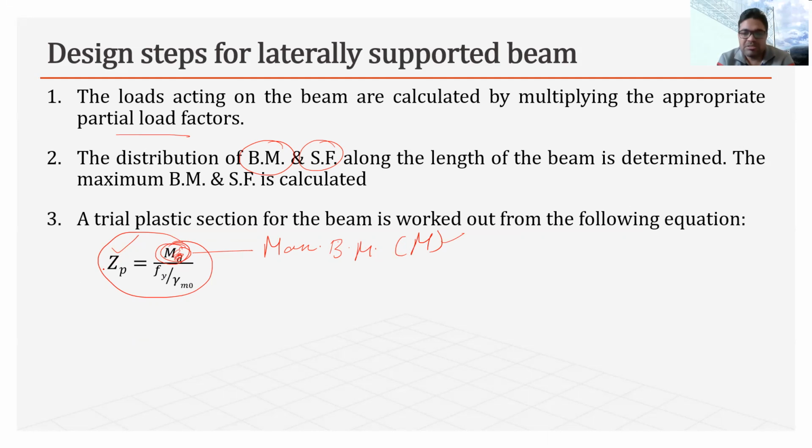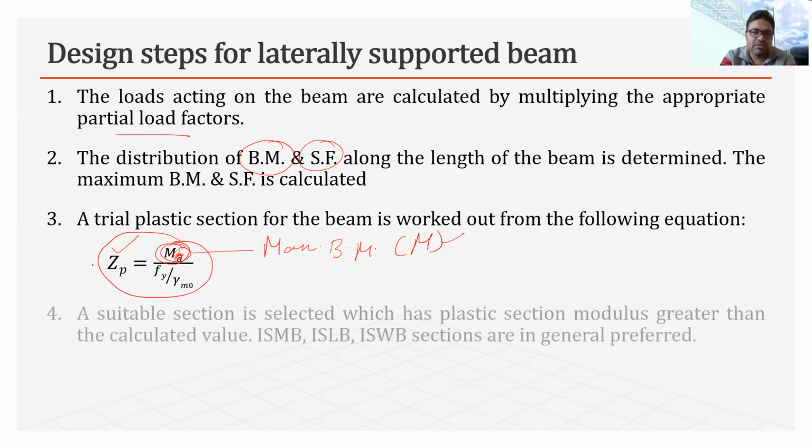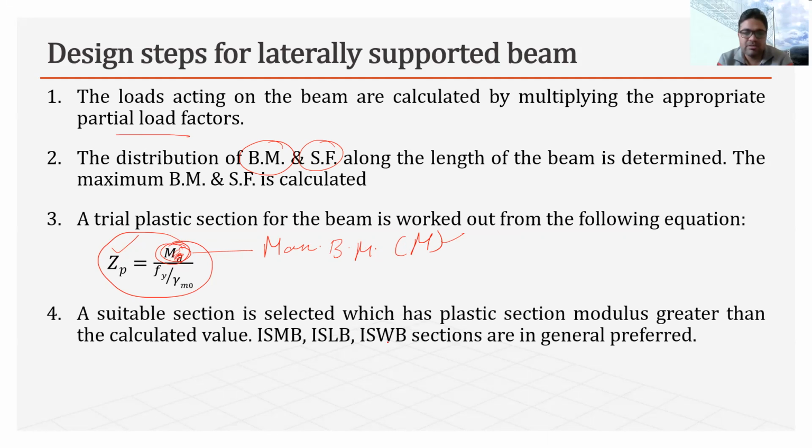Now based on this ZP value, we will choose a trial section. A suitable section will be selected which has plastic section modulus greater than the value calculated in step 3. And we can choose ISMB, ISLB, ISWB, even ISHB. Generally, we can prefer that. So based on that ZP value, we will choose.